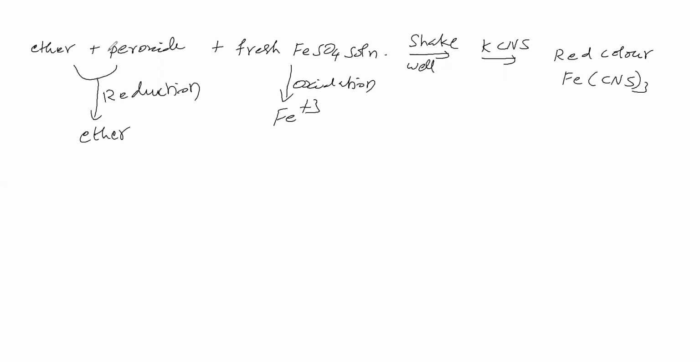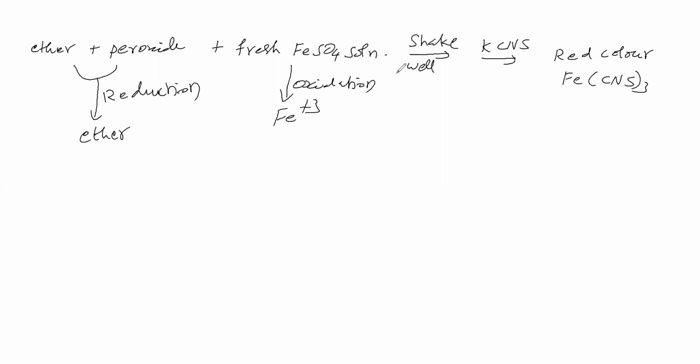Now, this ether containing peroxide is colorless. Ferrous sulfate solution is pale green. Potassium thiocyanate crystals, this solution is colorless. This is red color. So if red color is formed, that indicates ferric thiocyanate is formed. That means ferrous is converting into ferric. That means here peroxide is present. If peroxide is present, then only ferrous will convert into ferric, otherwise no.